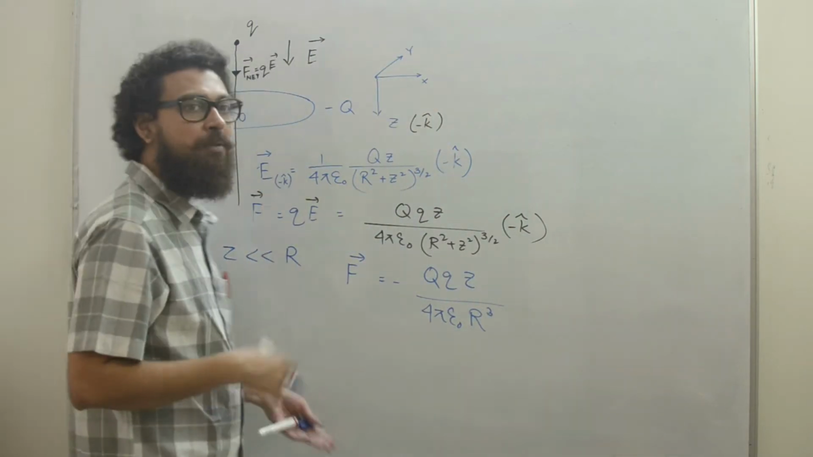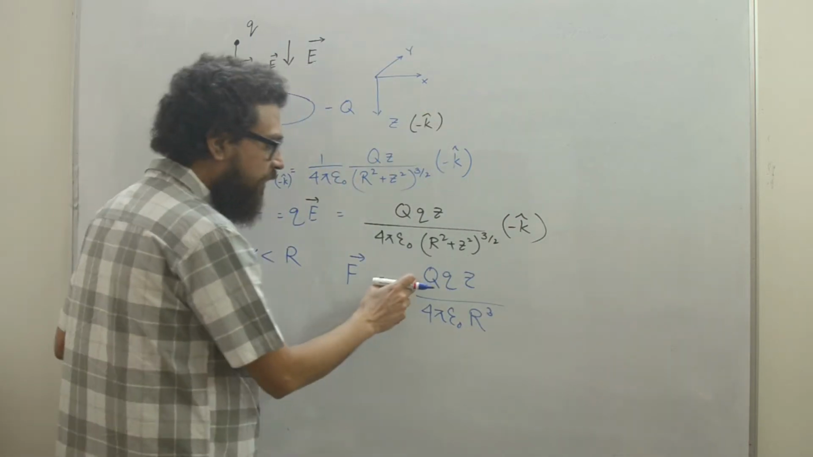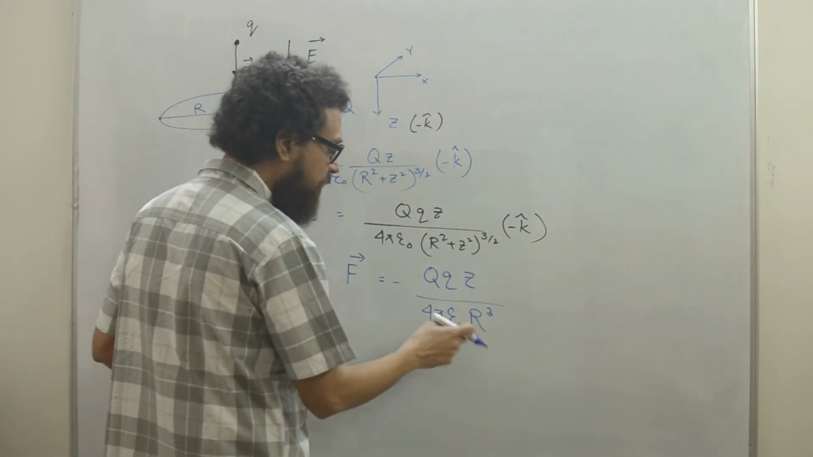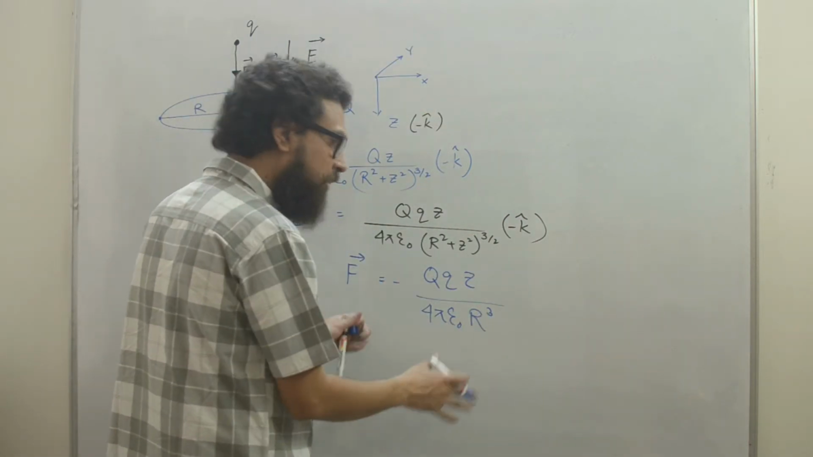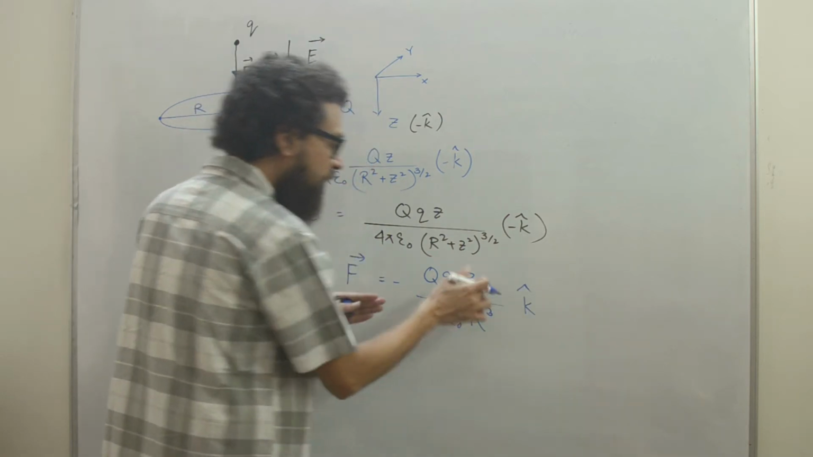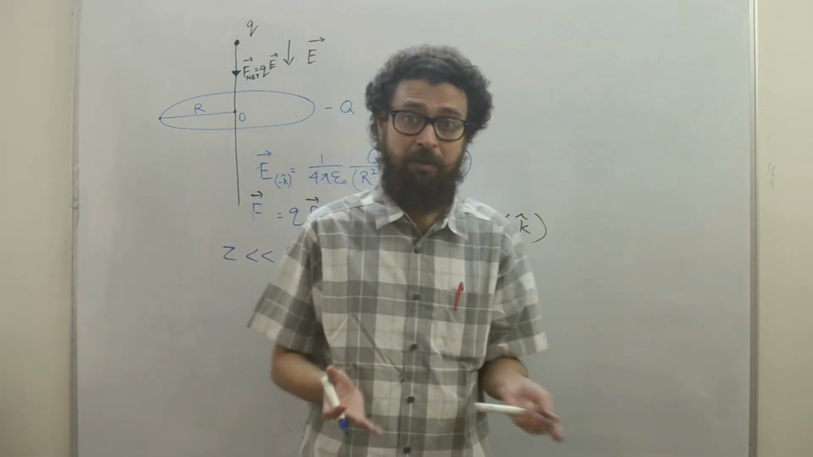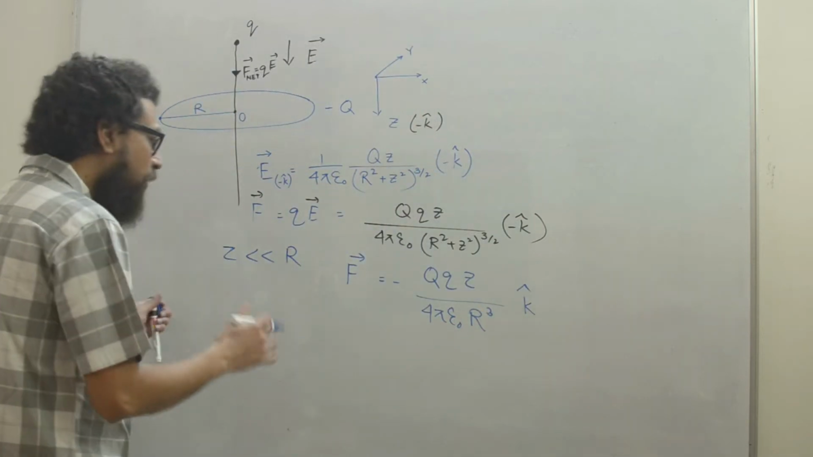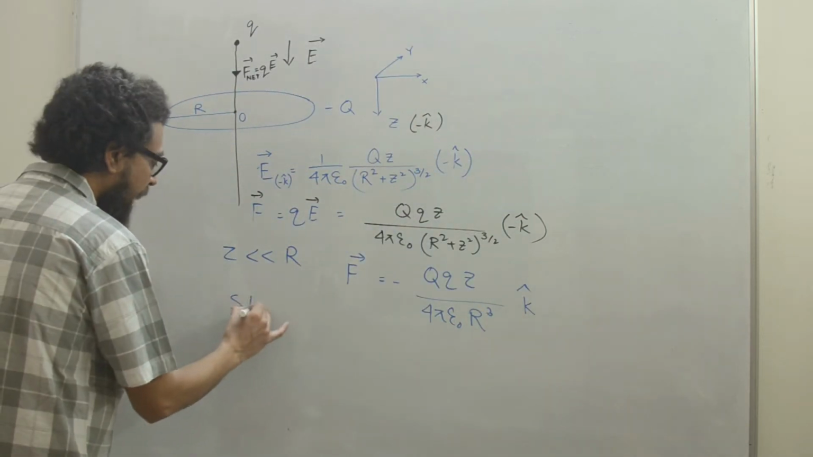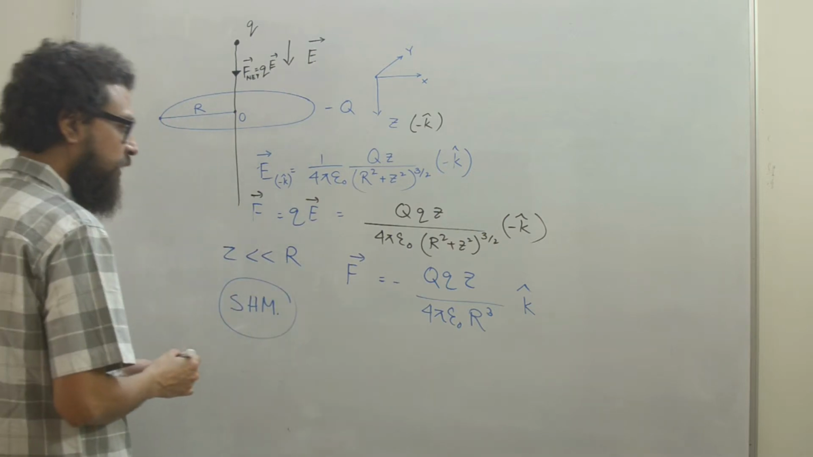So R is also a constant because it is having a finite shape for the ring. So this capital Q, small q, over 4 pi epsilon naught R cube, this whole thing is a constant. So force is inversely proportional to Z, displacement. This is SHM, simple harmonic motion. We have got this idea. Fine. So we can say this is simple harmonic motion.